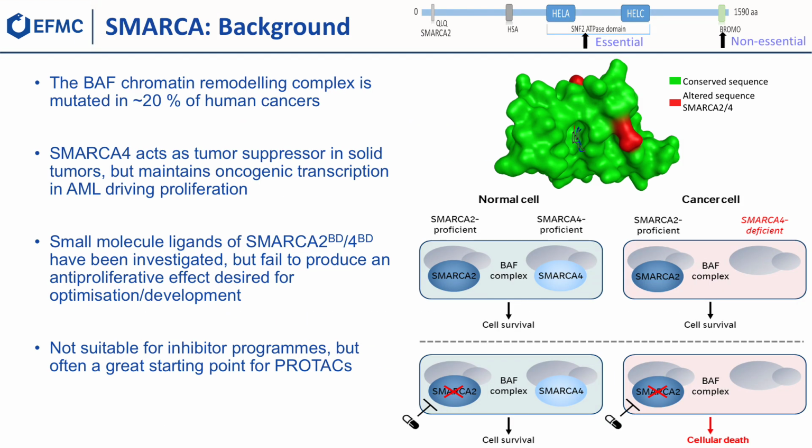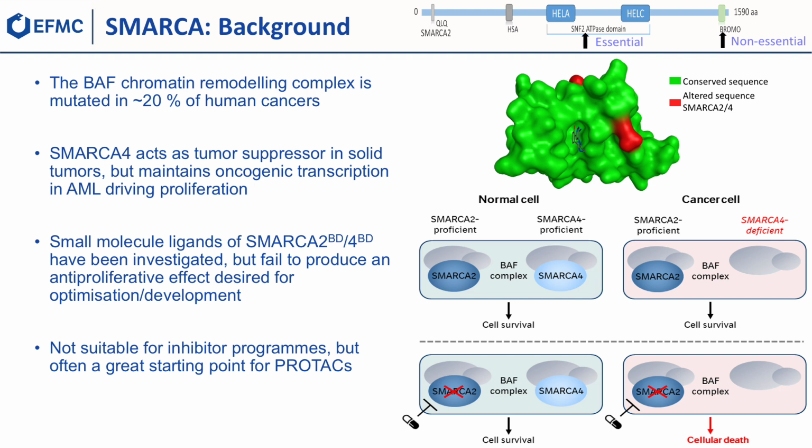BAF complexes are known to regulate chromatin and transcription, and mutations to this complex can be found in approximately 20% of human cancers. These cells contain one of two mutually exclusive, yet with almost complete sequence conservation, ATPases, SMARCA2 or SMARCA4. Further to this, genetic screens using RNAi show dependence of the activity of one of these ATPases when the other is mutated or missing.